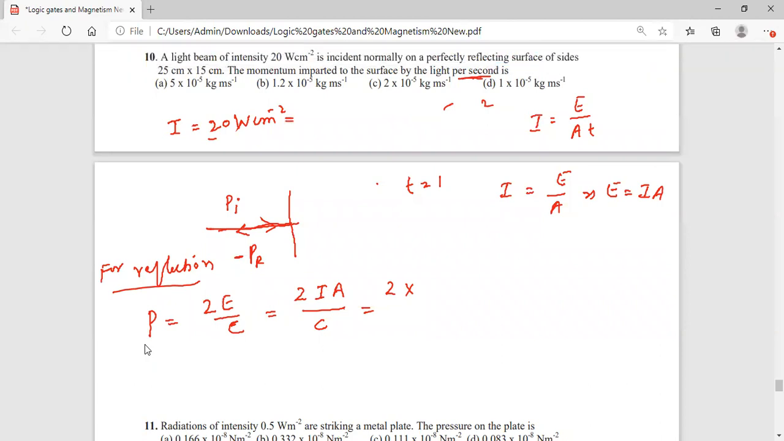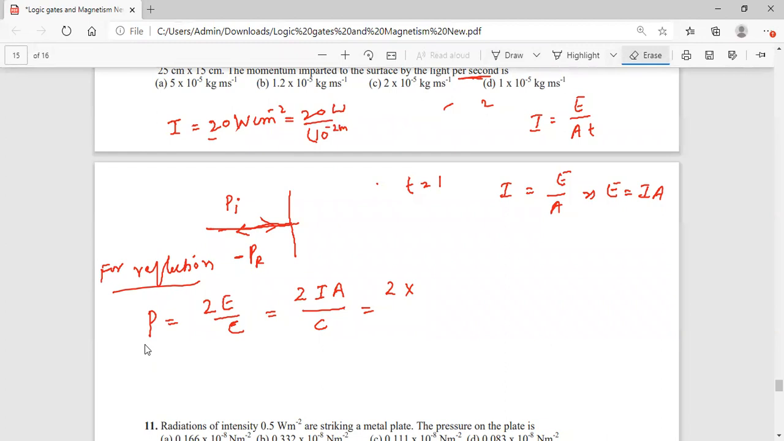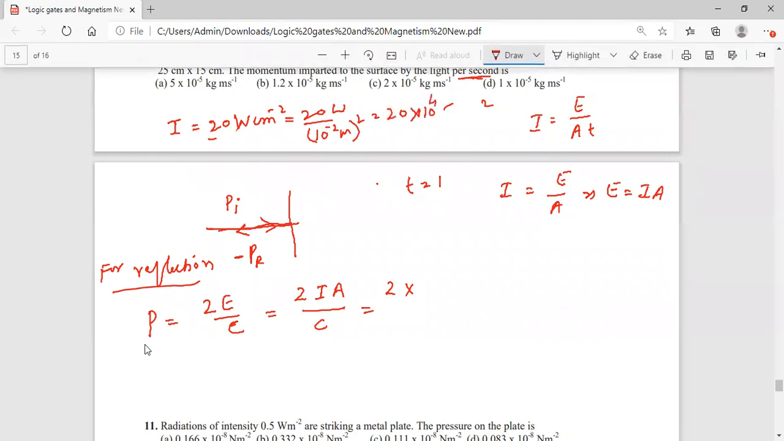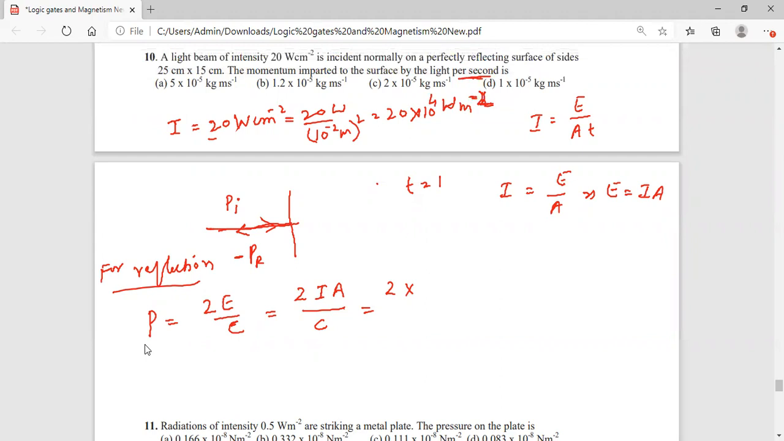Yes, this is equal to 20 watt per centimeter square. Centimeter means 10 to the power of minus 2 meter, whole square. That is equal to 20 into 10 to the power of 4 watt per meter square.